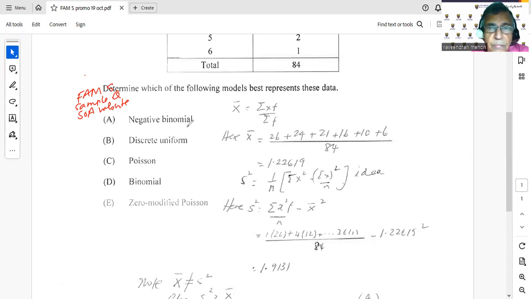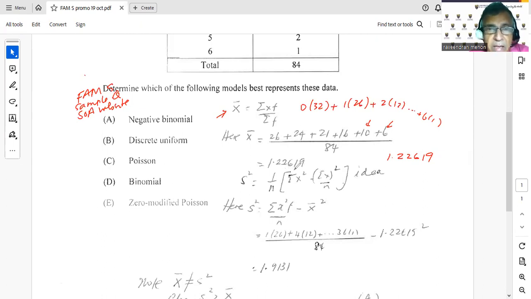I'm trying to estimate the mean. All you have to do is take all the values: 0 multiplied by 32, 1 times 26 plus 2 times 12, and so on, all the way up to 6 times 1, which is what you'll see here. Just before that, you'll see a 5 times 2, and so on. So plug all those numbers in, very easy to do. And then you divide it by the total, which is 84, and you get a number, 1.22619.